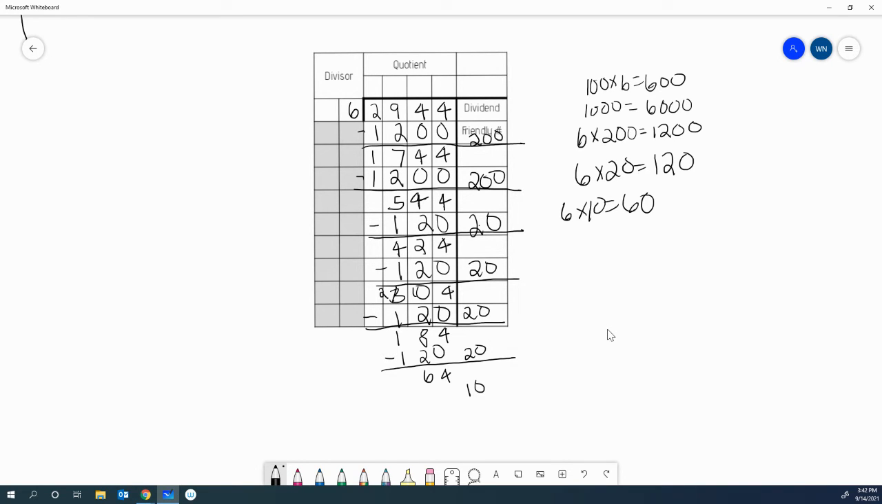So my last friendly number is going to be 10. I'm going to pull out 60. 6 times 10 is 60. That gives me 4 left. So let's count up and find our answer.